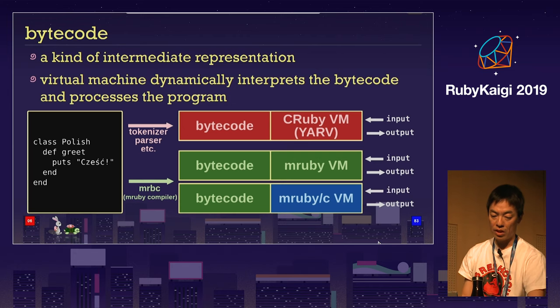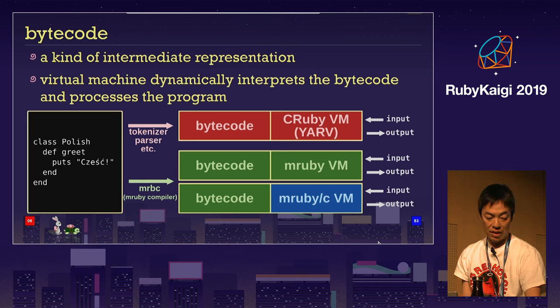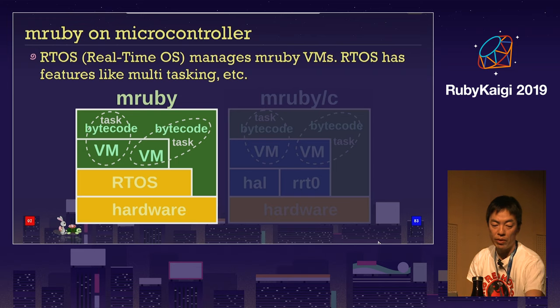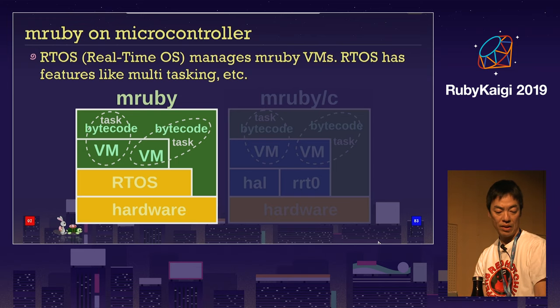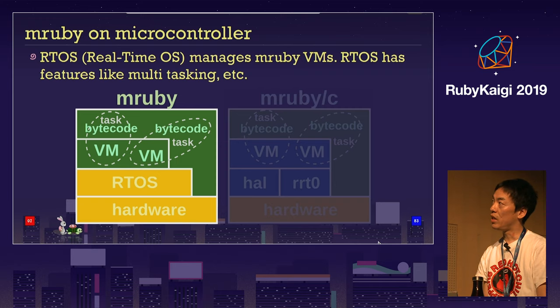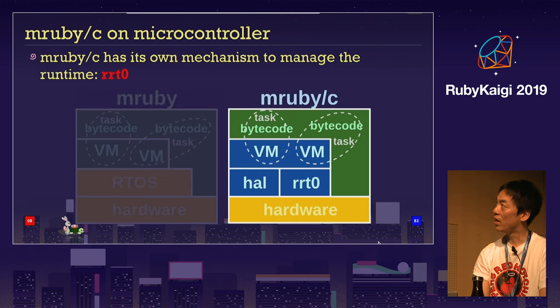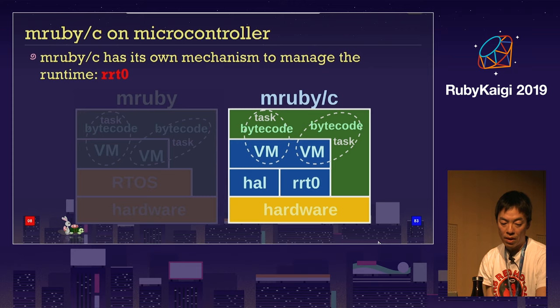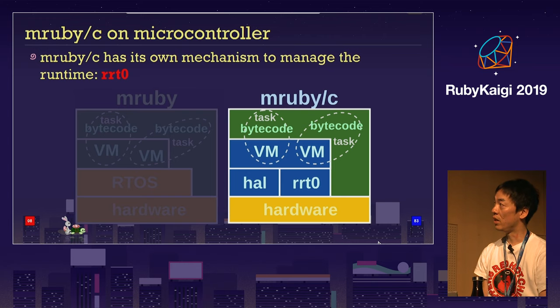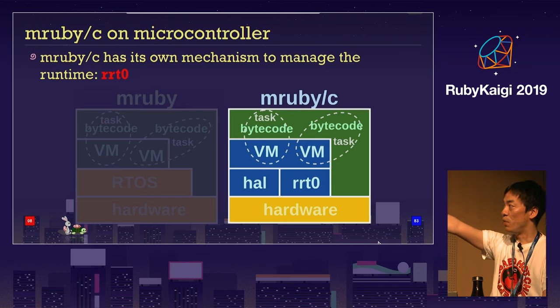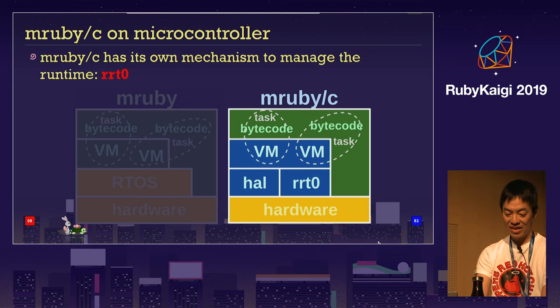mruby and mruby/C use the same compiler, as I said, and the same process of compiling, it's mrbc. Generally, mruby requires an RTOS to run on a microcontroller. An RTOS is a kind of operating system for microcontrollers. On the other hand, mruby/C doesn't need any OS for multitasking because it has its own mechanism for multitasking named RRT0, Ruby Runtime 0, I think.